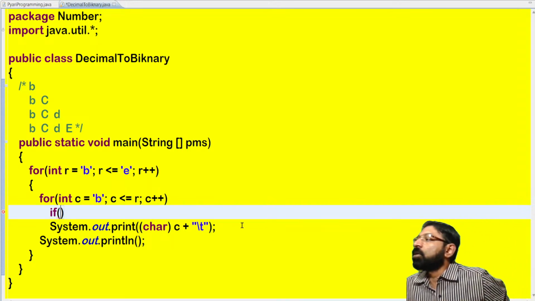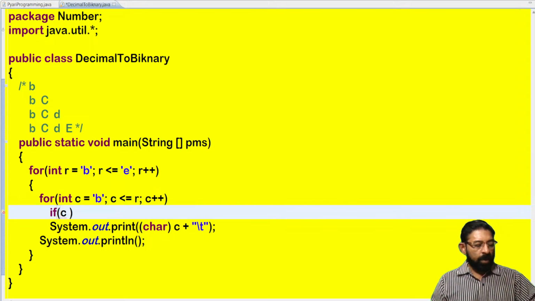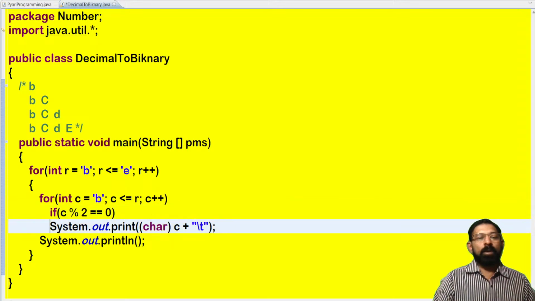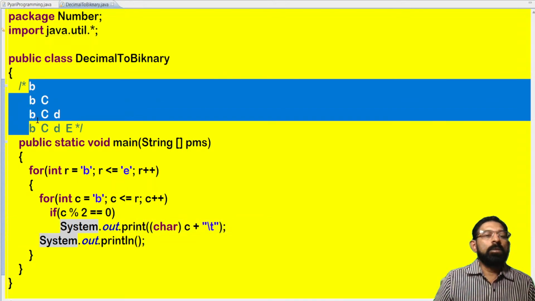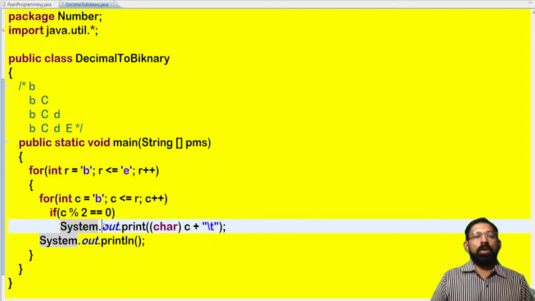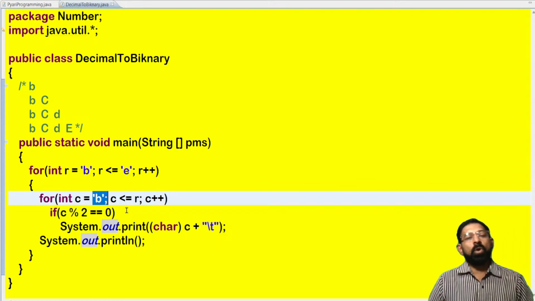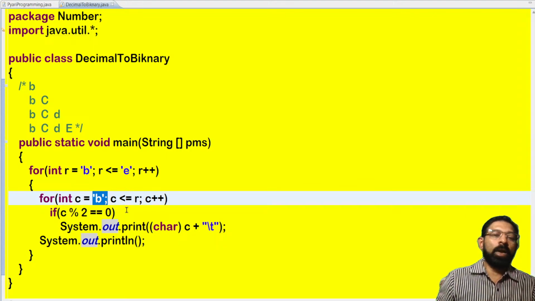Okay, if condition is given: if C modulo 2, because it is column based, so that's why if C modulo 2 equals 0, then what should I display? Because look at this, B, B, B, C, C, C. Okay, now if it is even, then what should I do? Beta, now we have to decide on C, where C value is your B. What is the B value? According to that, we have to decide.